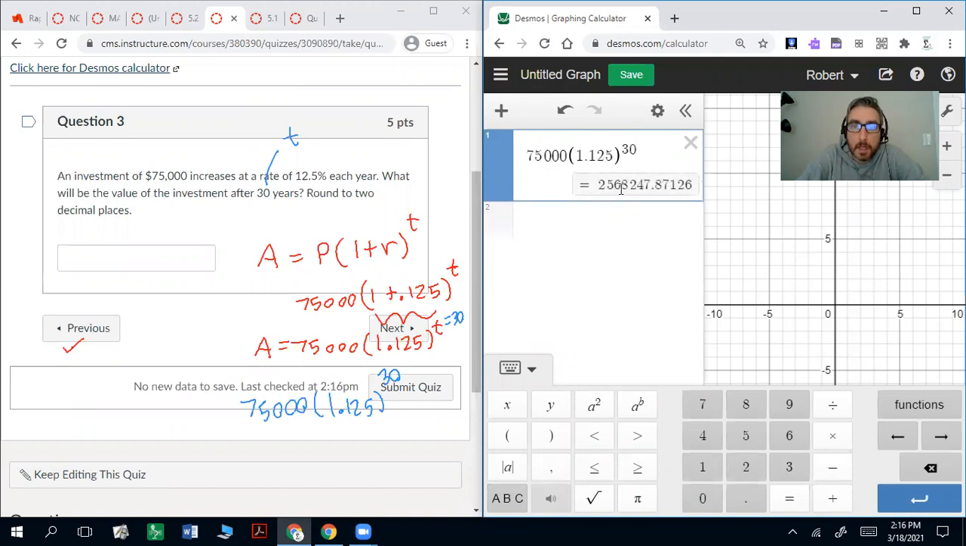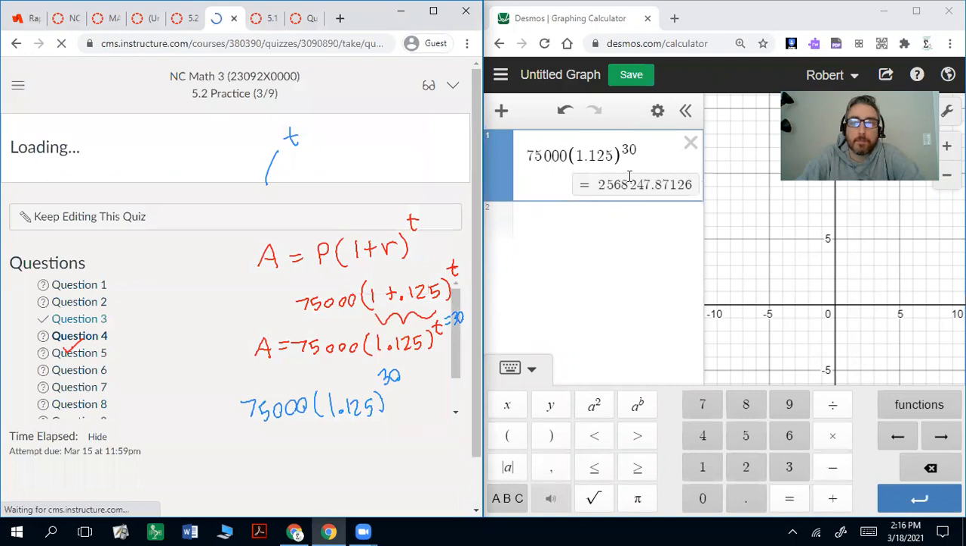And 2,568,247.87. I like to do dollars and cents, so I'll do 2 decimal places. That's number 3.